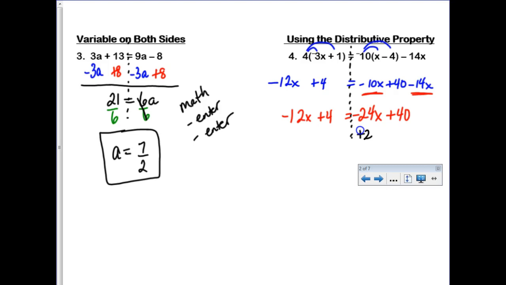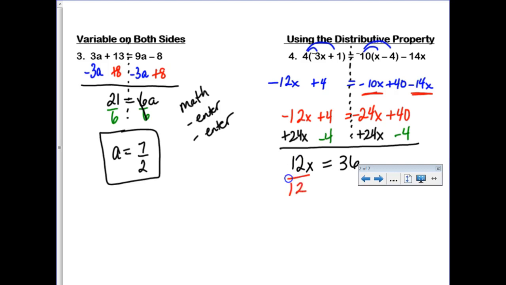So I'm going to add the 24x to the left, which means I'm going to move the constant 4 to the right by subtracting it. So we end up with 12x equals 36. And then divide by 12, and you get x equals 3.